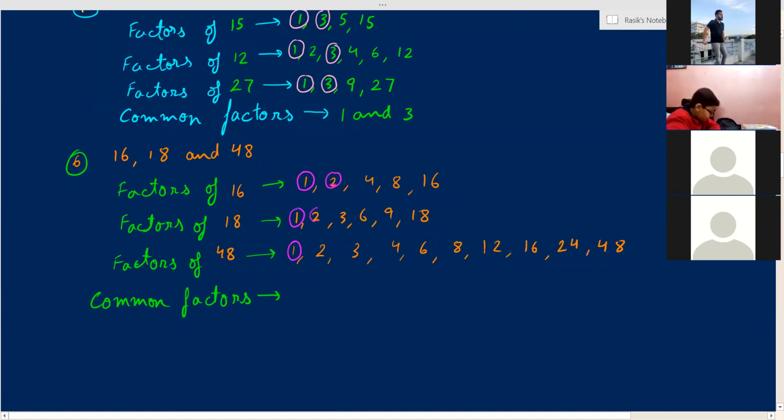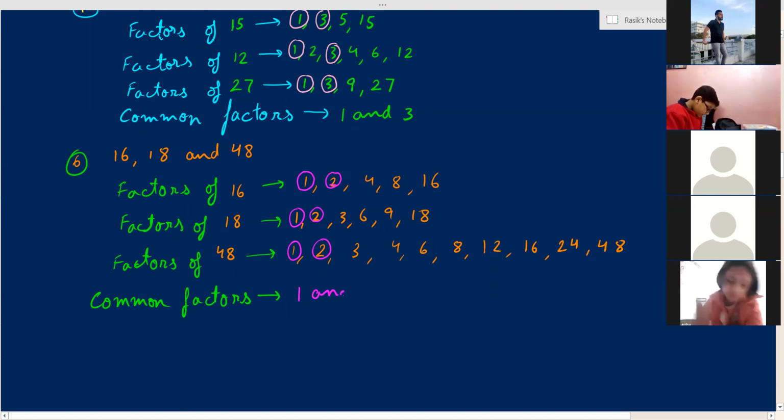So 2 is common. 3 not common. 4 not common. 8 not common. Only 1 and 2 are common factors. Answer. Any doubt? No, sir.